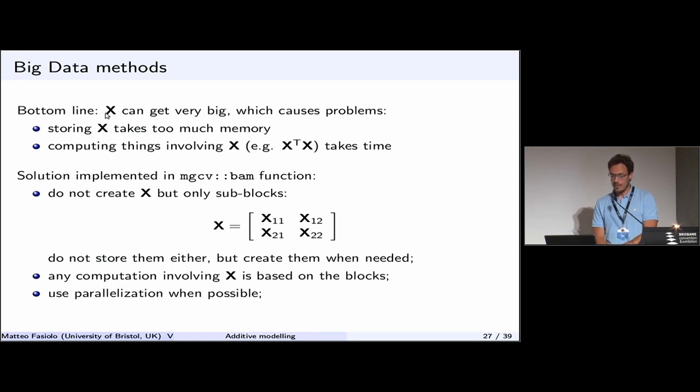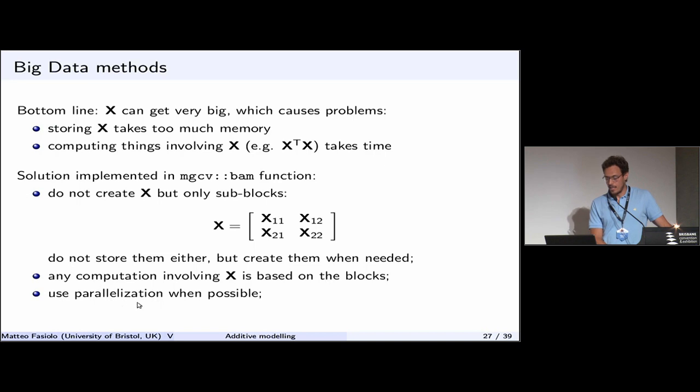So the first is that if x is really big, it might be impossible to store it in memory. The second problem is that whenever you want to compute something involving x, such as x transpose x, this is going to take time. And the solution implemented by the BAM function in MGCV is that you never create the whole of x. You only work with its sub-blocks. And actually, you don't even store the sub-blocks. Whenever you need to do a computation that involves x, you frame that computation in terms of the blocks, and you only create the blocks on the fly whenever you need them to compute something.